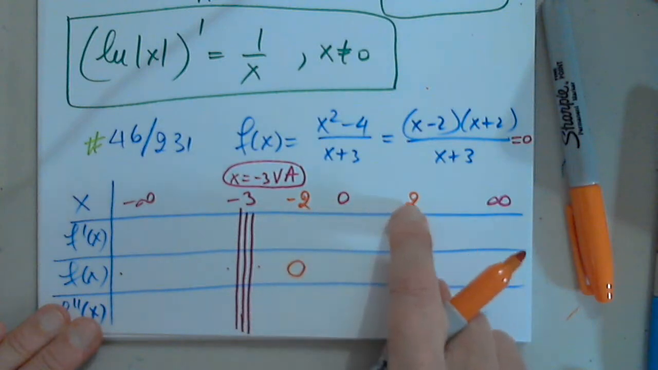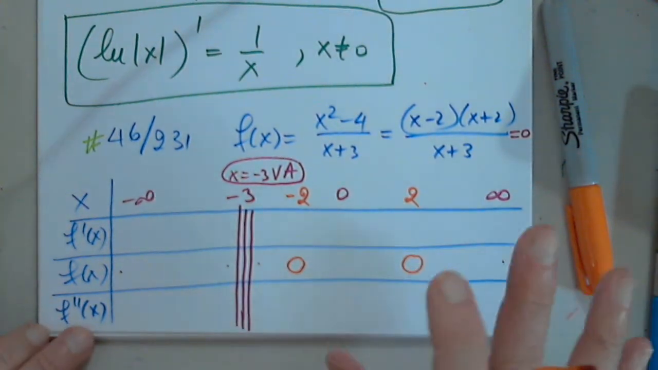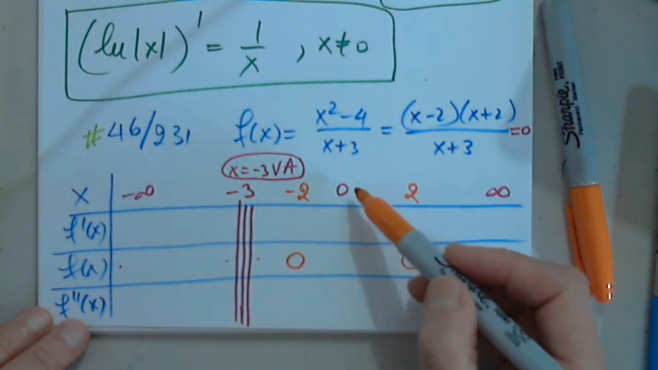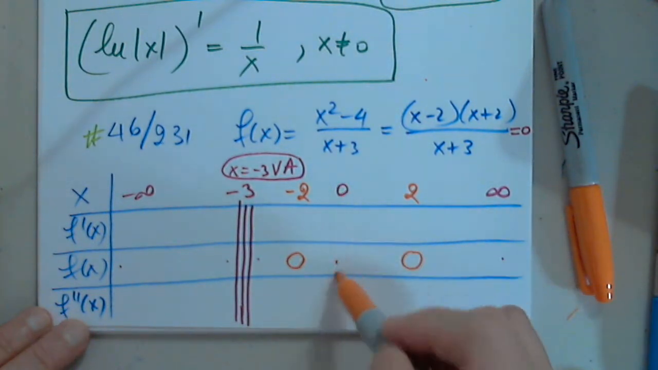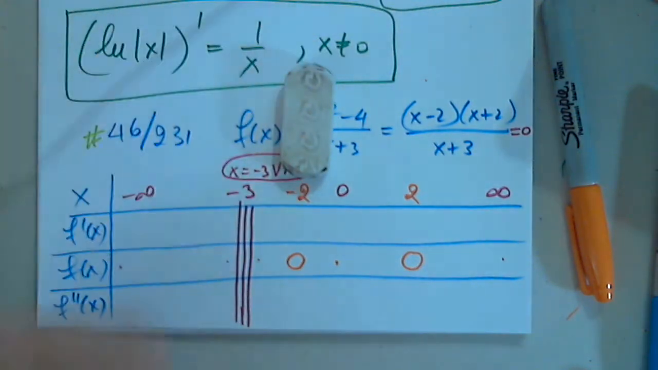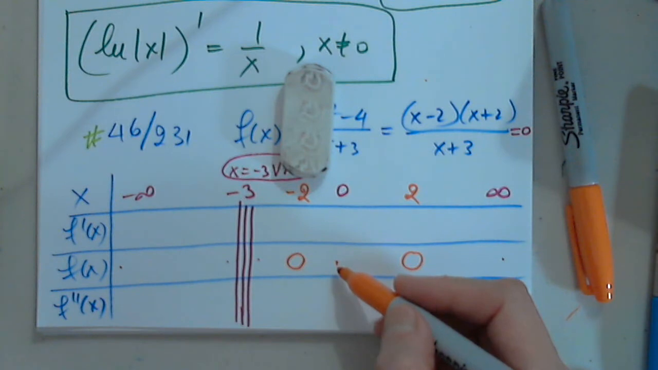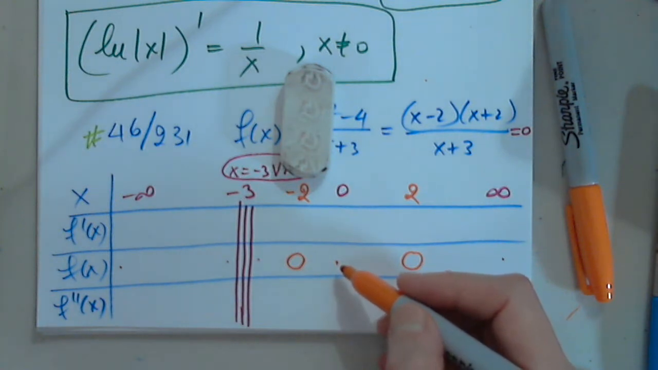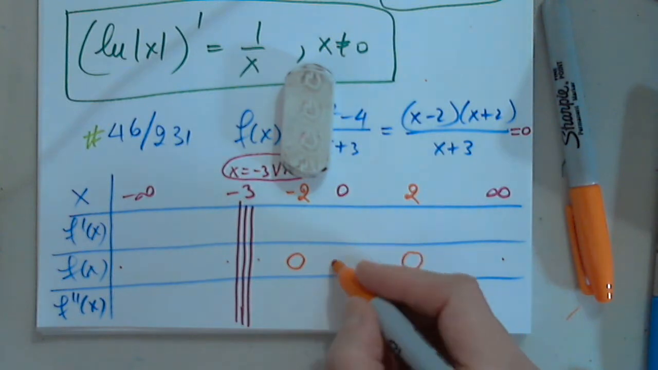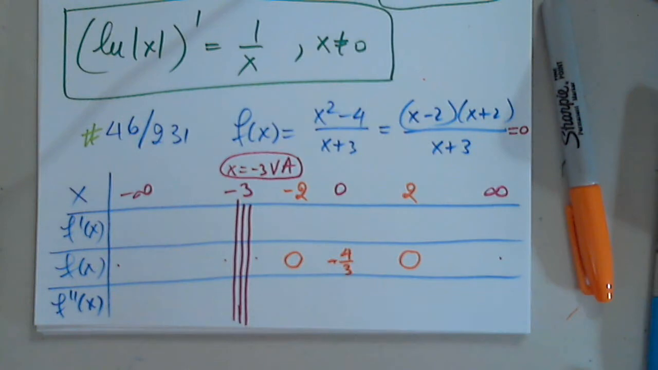Make sure you put these numbers in the correct order, because if by mistake you reverse anything, it's going to be a big deal. And now let's plug in 0 to determine the y-intercept. What is the y-intercept? -4/3. Very good, awesome. Indeed, when we plug in 0, we get -4/3.